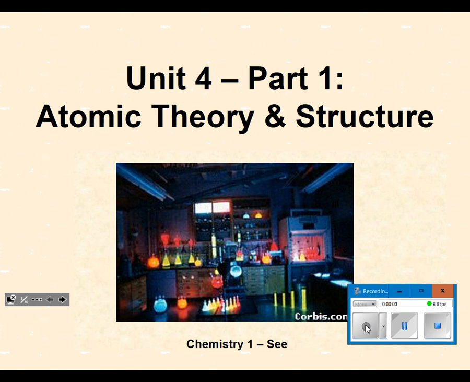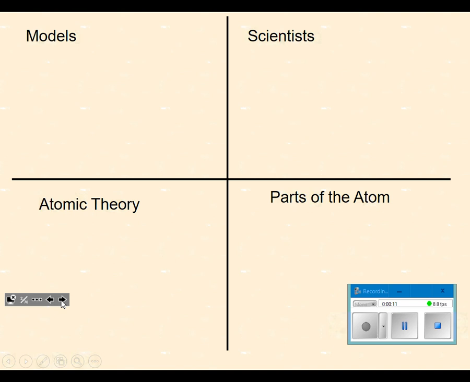All right, this is Chemistry, Unit 4, Part 1, Atomic Theory and Structure. If you're dividing your notes up for how we'll take notes in class, you should start with a single piece of paper for this actual unit. For this part, you should divide the front into 4 sections, which have models, scientists, atomic theory, and parts of the atom. Again, remember you can pause this video and set up your notes any way you like.